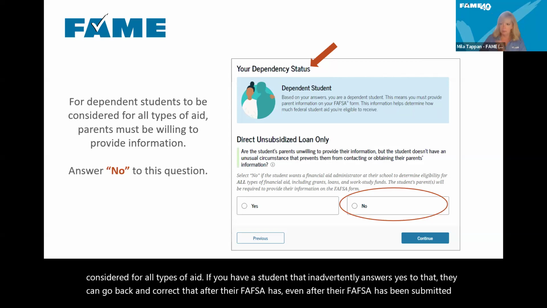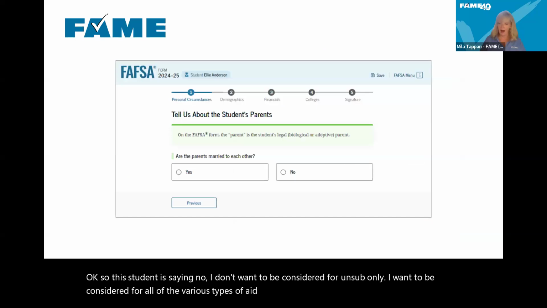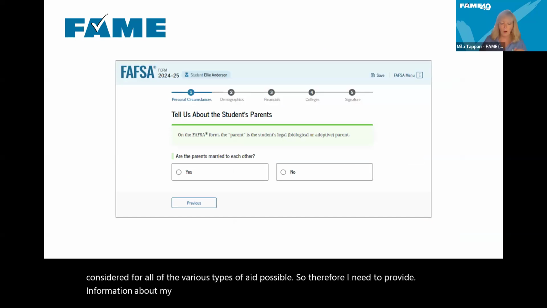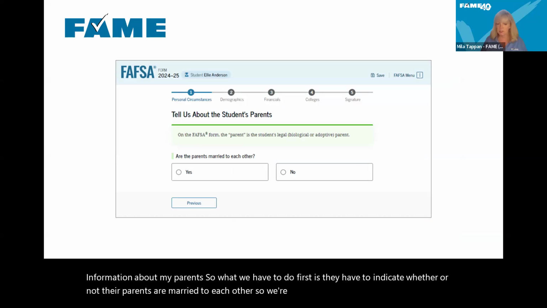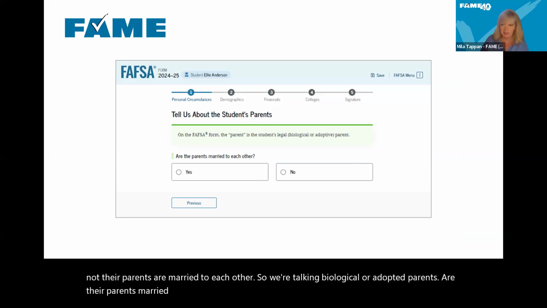Okay. So the student is saying, no, I don't want to be considered for unsub only. I want to be considered for all of the various types of aid possible. So therefore, I need to provide information about my parents. So what we have to do first is indicate whether or not their parents are married to each other. So we're talking biological or adopted parents. Are their parents married to each other? Because this gets to what Nikki talked about in terms of who has to have an FSA ID.